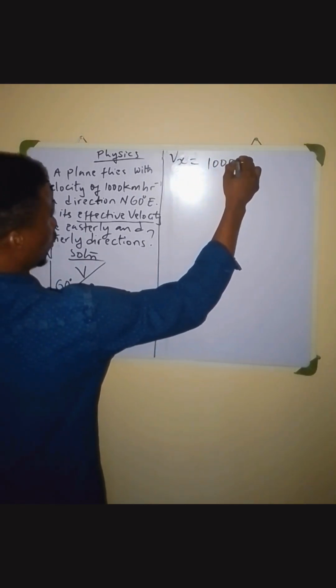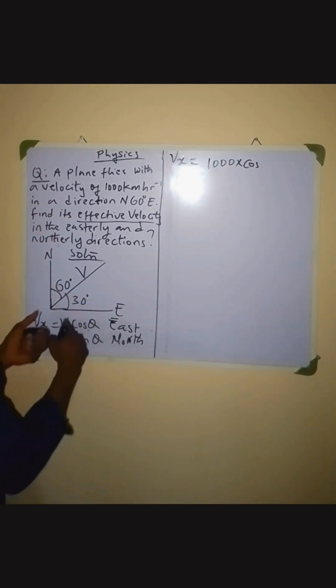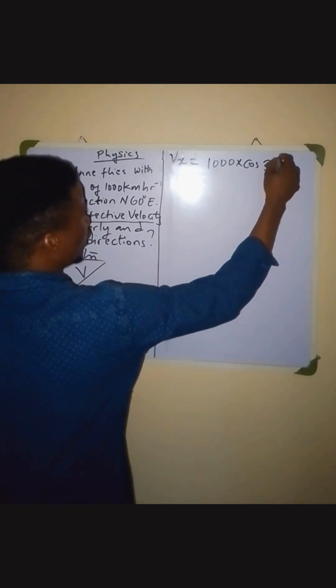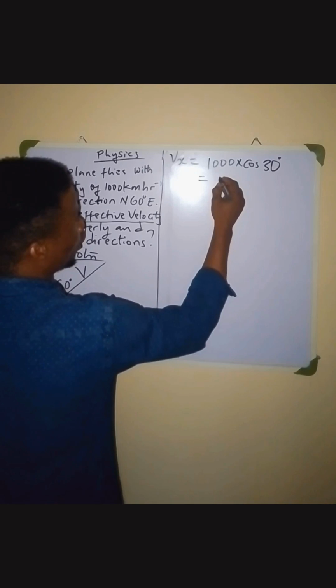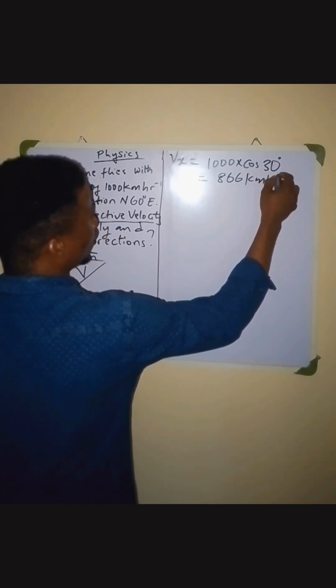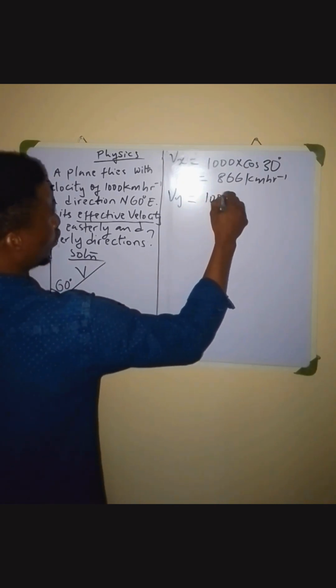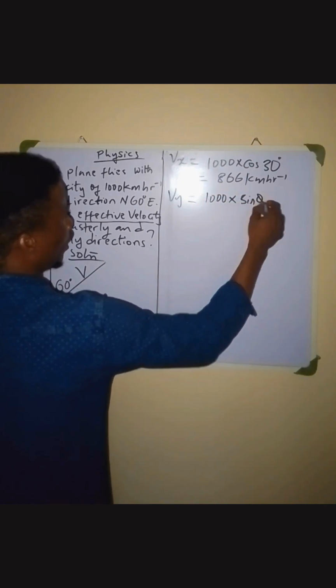So we can substitute this, because the velocity was given as 1000 km per hour. So Vx equals 1000 times cos theta, where theta is 30 degrees. When we are considering this direction, cos 30 degrees is equal to 0.866, so that will be 866 km per hour.